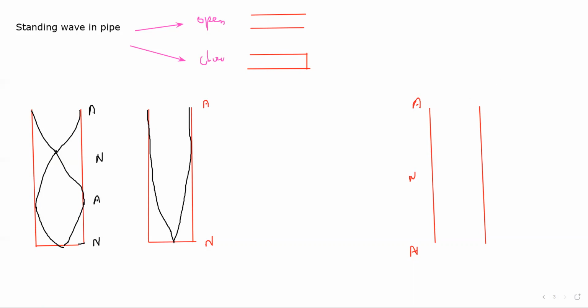Same thing for an open pipe. The term open pipe means the pipe which is open from both ends. That's called an open pipe. So you may have antinode at both ends. If you have antinode at both ends, antinode means maximum amplitude and node means minimum amplitude. So you can have a pattern like this. This is one possibility. Then what is the other possibility? That if you have an open pipe, the pipe which is open from both ends.